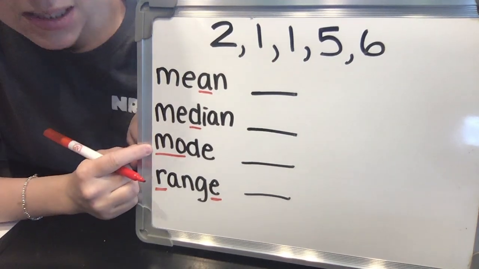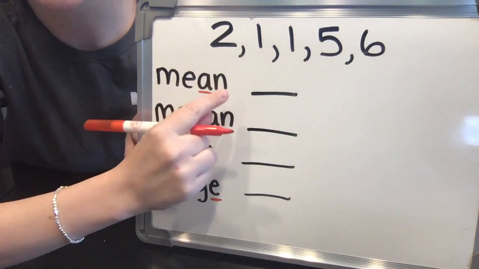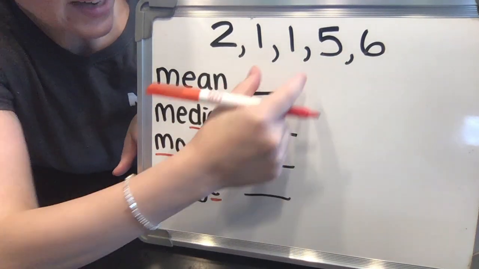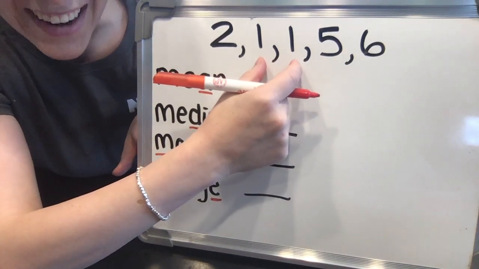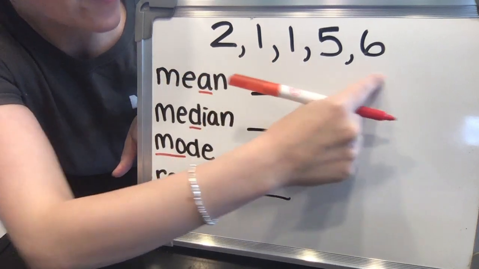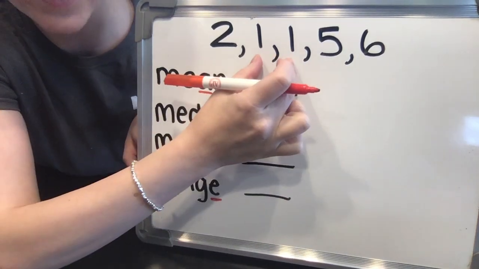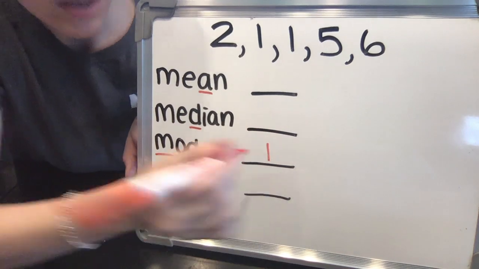So the mode is the number that occurs the most in my set of data. And if I just look with my eyes, I notice that the number 1 shows up twice. Every other number is only on there once. 1 occurs the most. So my mode is 1.